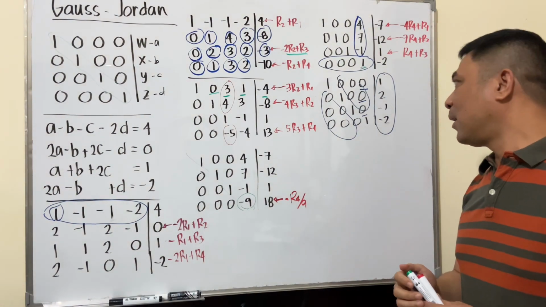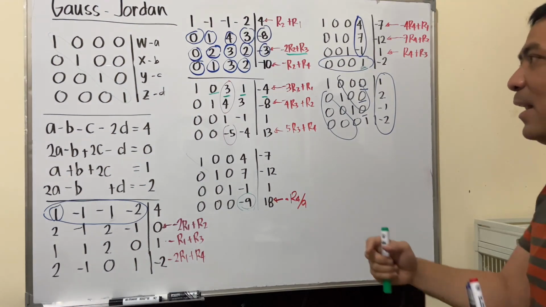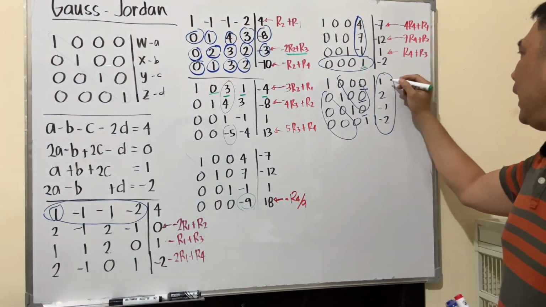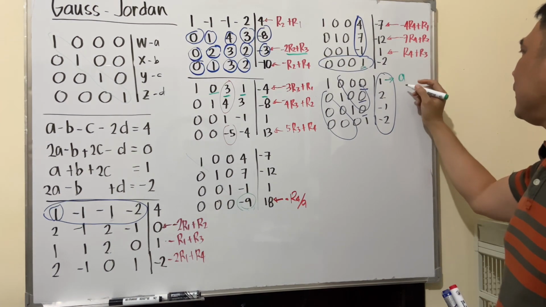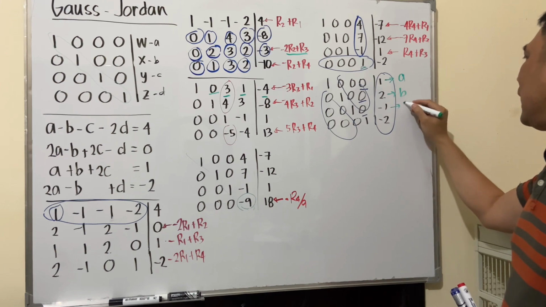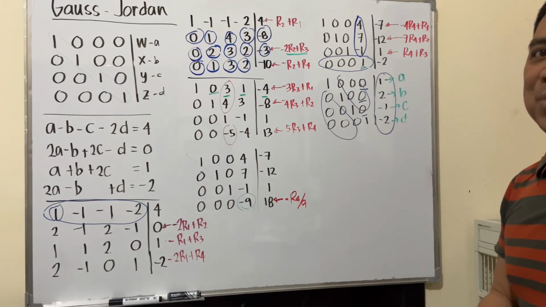are the values of your A, B, C, and D. Again, it should be alphabetically arranged. So A is now equal to 1, B is equal to 2, C is equal to -1, and D is equal to -2.